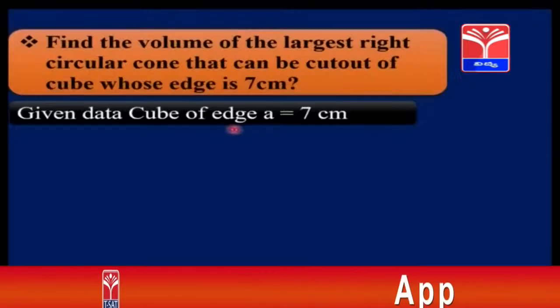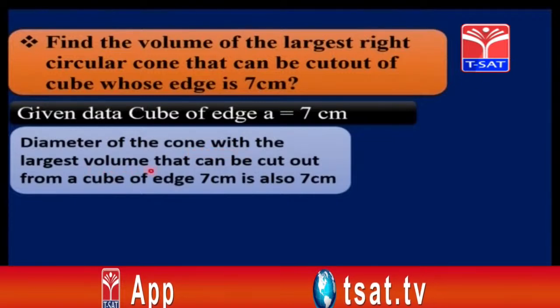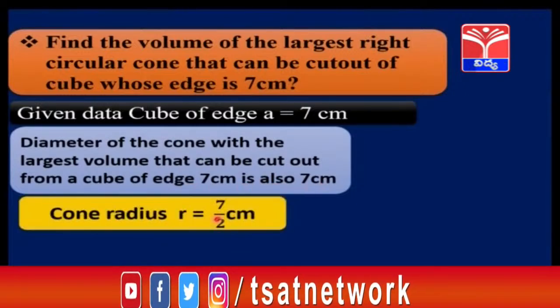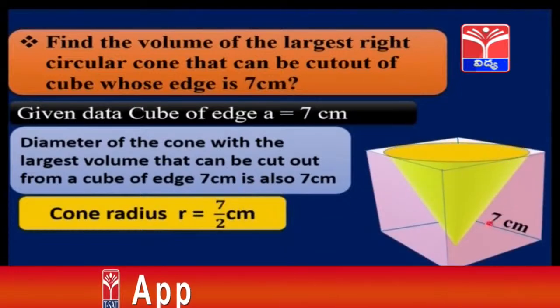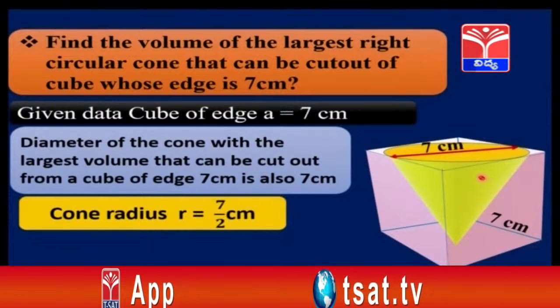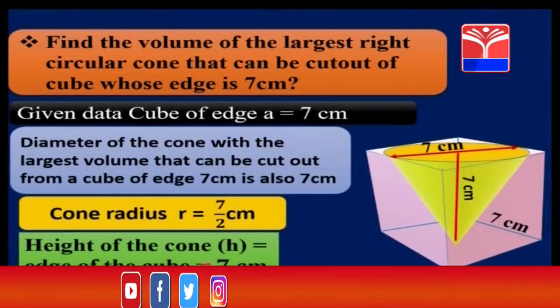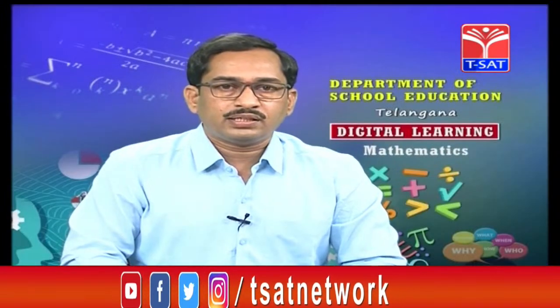Given data, cube of edge 7 centimeter. The diameter of the cone with the largest volume that can be cut out from the cube of edge 7 centimeter is also 7 centimeter. Then the radius is half of the diameter, that is 7 by 2 centimeter. So children, see this is a cube whose edge is 7 centimeter and this is the largest cone cut out from the cube. Then its diameter is 7 centimeter and the height of the cone is also the same as the edge of the cube, that is 7 centimeter. Now children, what do we have to find out here? Yes, we have to find out the volume of the cone.